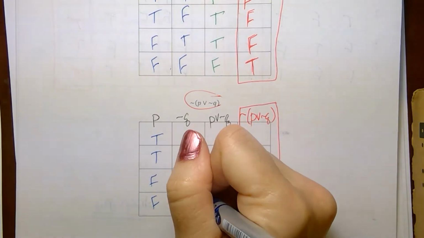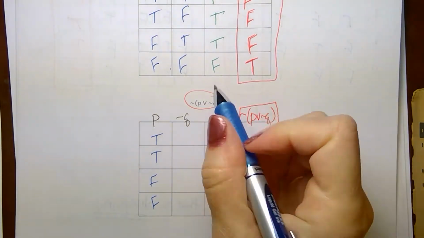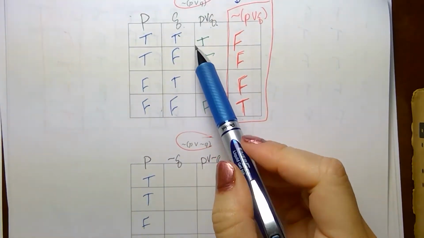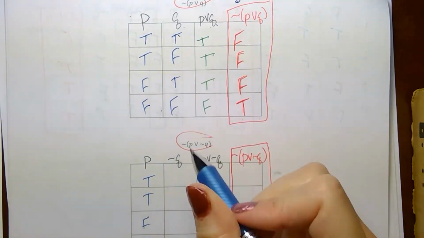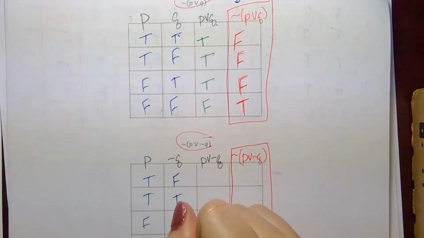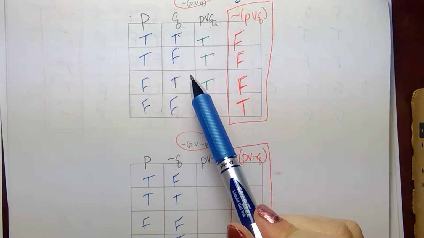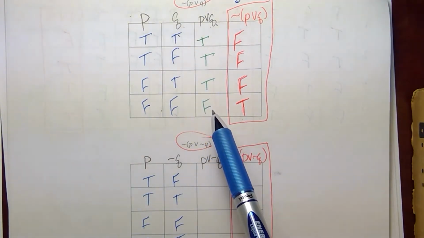That's always what it is. Not Q. Well, I've got Q right here above it. Q is true, false, true, false. So not Q will be false, true, false, true. You see what I mean about having it on the same page? It's easy to refer to.